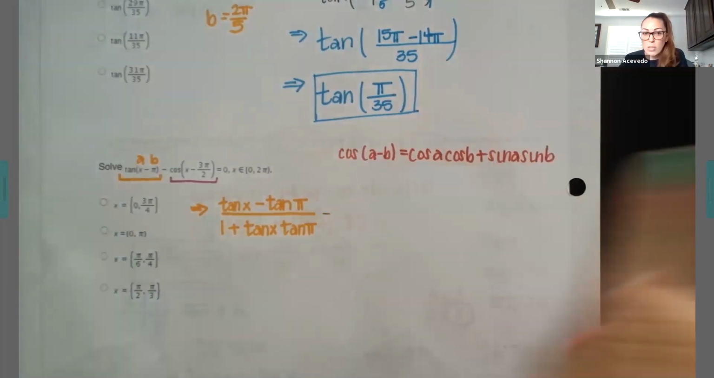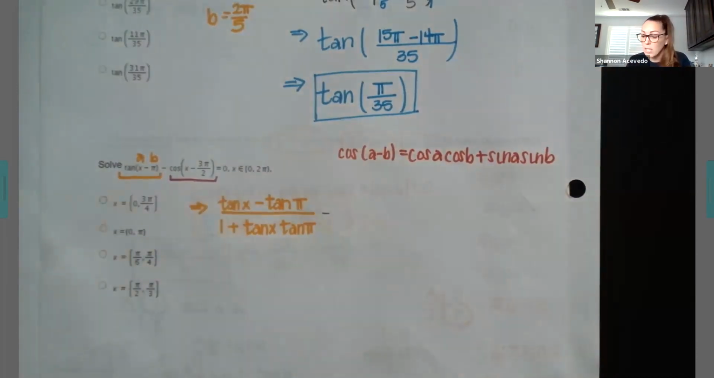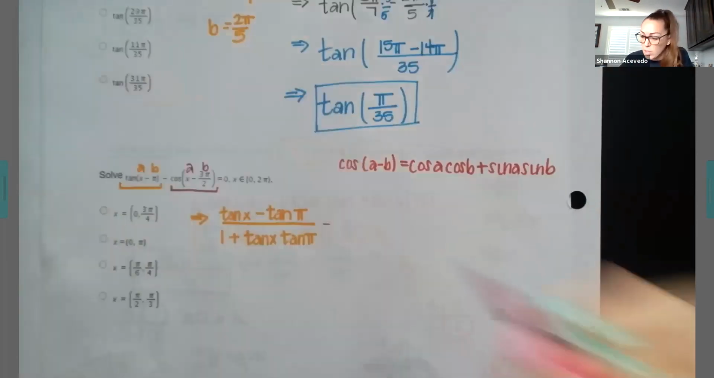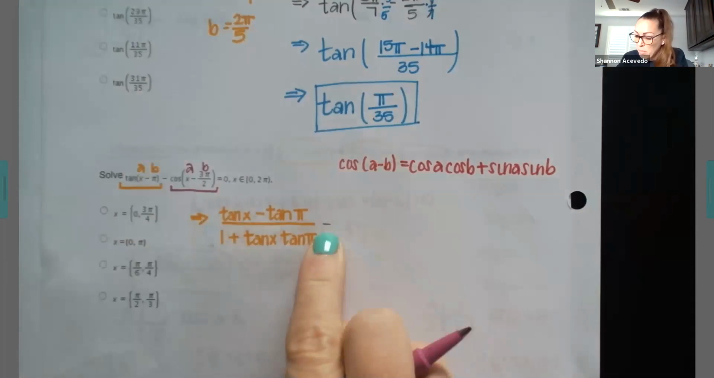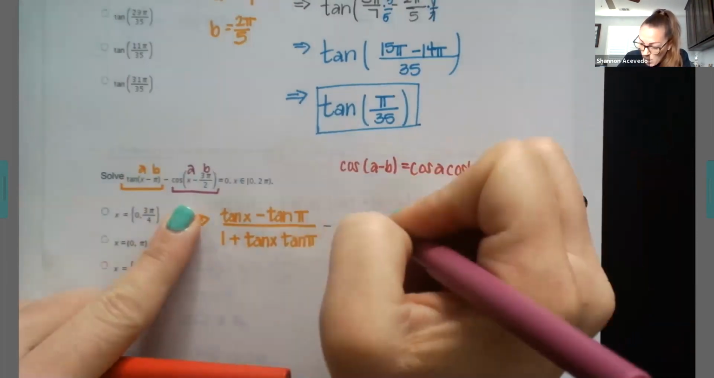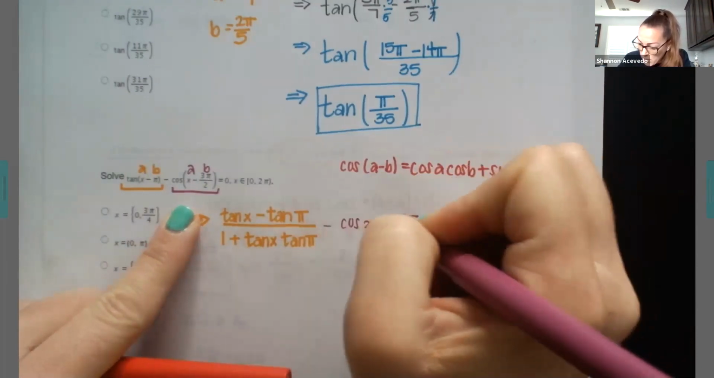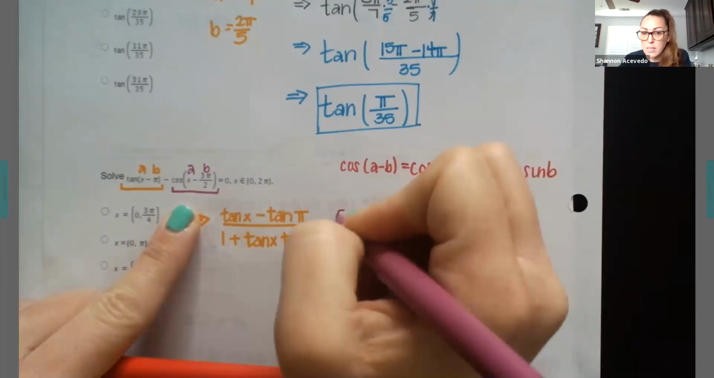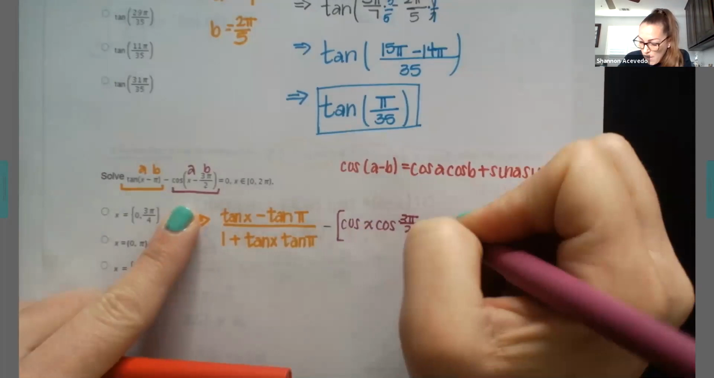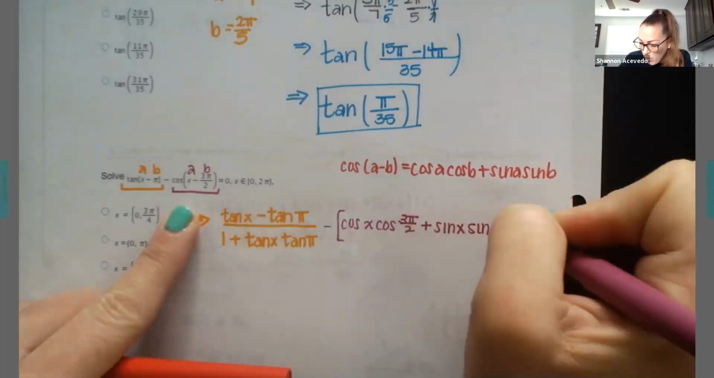So this is my cosine equation that I'm going to use right here. So I'm going to plug in these values. Now again, this would be my A and my B value. So it's going to be minus, and I'm going to plug it in. So it's going to be cosine of x, cosine of 3 pi over 2. This is going to be minus this whole thing, right? Plus sine of x, sine of 3 pi all over 2.